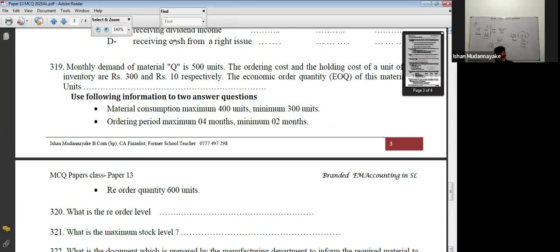Right. Question number 390. Monthly demand of material Q is 500. The ordering cost and the holding cost per unit of inventory are 300 and 10 respectively. The economic order quantity of this material is? Now, economic order quantity, EOQ.